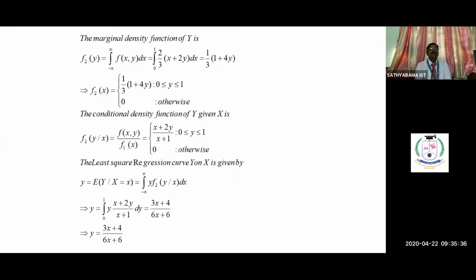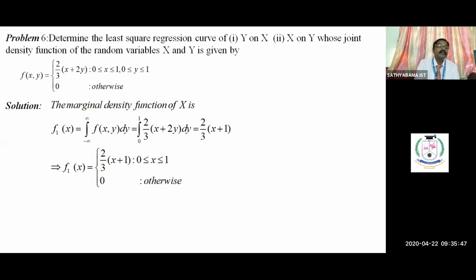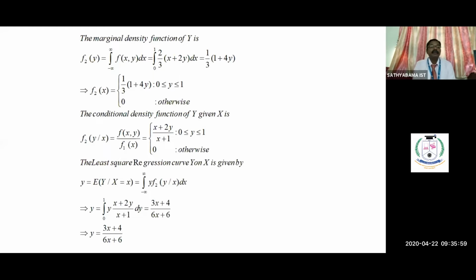Next one, conditional density. By definition, it is nothing but the joint density by the marginal density, that is f of xy by f1 of x. In the previous slide we had f of xy equal to 2 by 3 x plus 2y, and we found f1 of x as 2 by 3 x plus 1. Just take the fraction of it. So what you are getting is f of xy by f1 of x, it is x plus 2y by x plus 1.